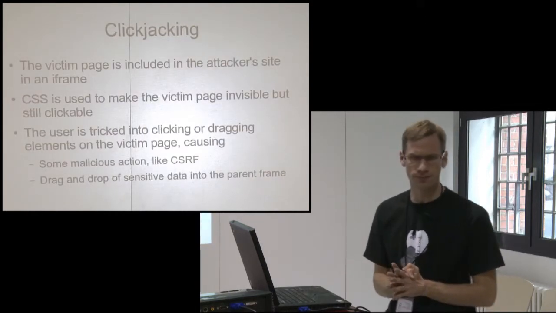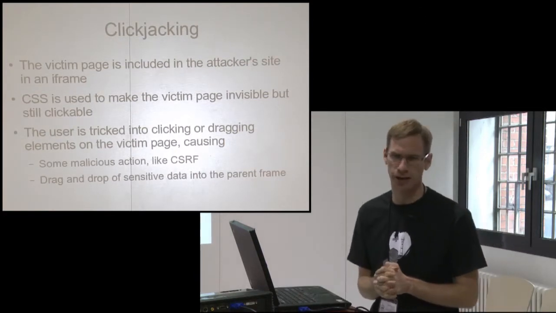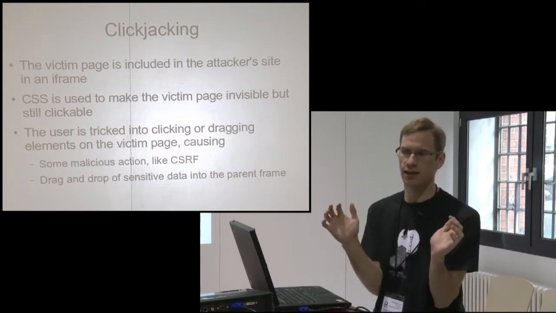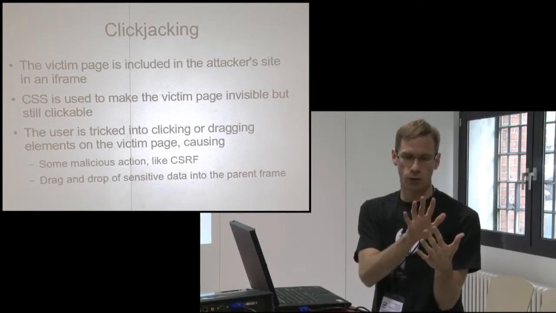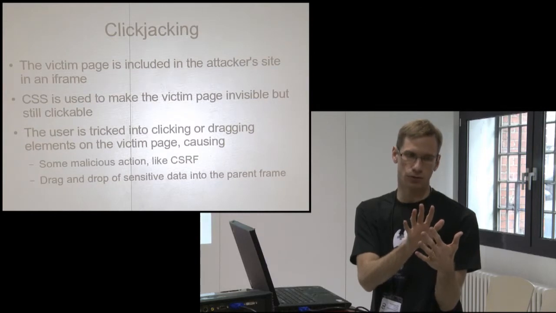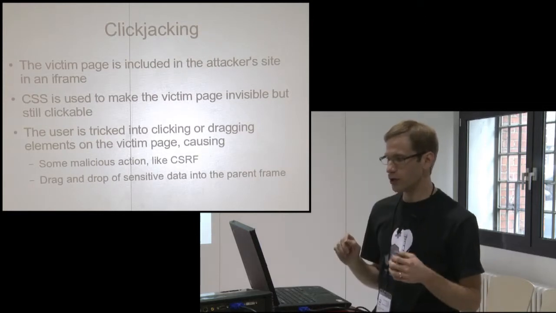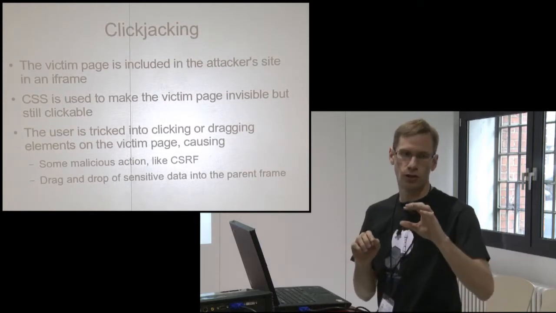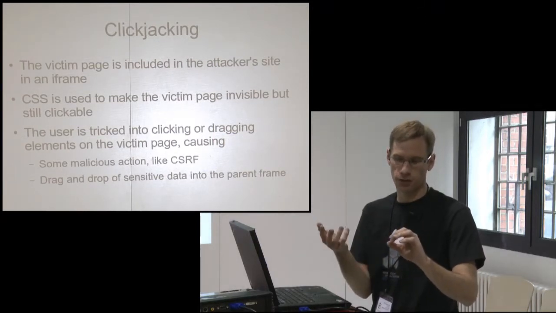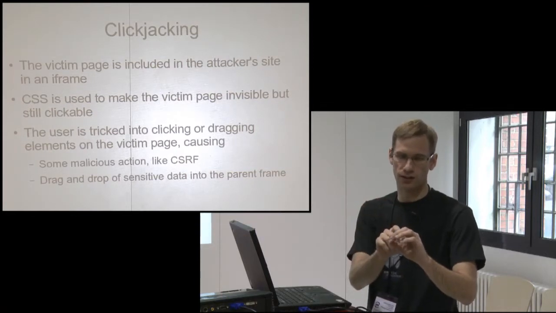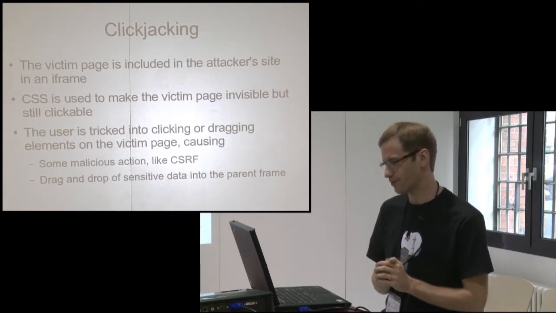First one is clickjacking. That occurs when the victim page is included in the attacker site as an iframe, and then you use some clever little CSS hacks to make the victim site appear on top, in terms of Z order, on top of the attacker site, but invisible, transparent. Okay? So then the attacker site can place a button underneath the buttons in the victim site, so that when you try to click on the button in the attacker site, you accidentally click a button in the victim site. Okay? That's basically how clickjacking works.